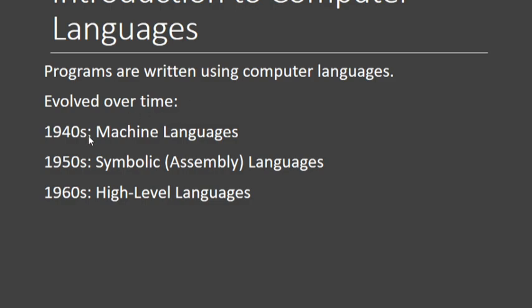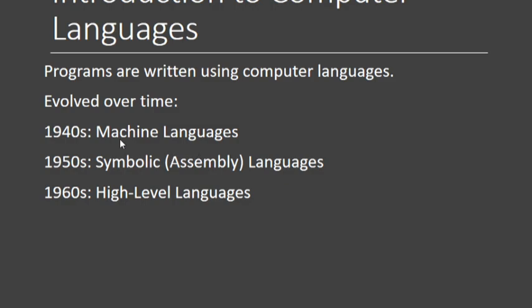These languages are divided into three categories: machine languages, symbolic assembly languages, and high level languages. Machine language was introduced in the 1940s, assembly language was introduced in the 1950s, and high level languages were introduced in the 1960s. As the years are passing, they have invented new languages.